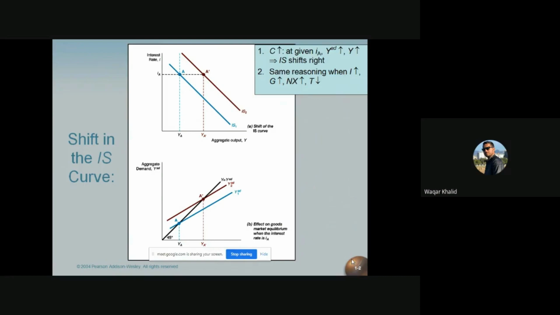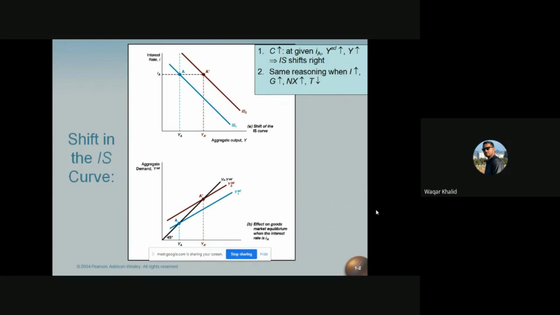If there is a rise in autonomous consumer expenditure, you know that this change will shift the aggregate demand curve upward from its original position and shift the IS curve to the right. It means that if there is a rise in autonomous consumer expenditure, the aggregate demand curve will shift upward, and as a result, it will shift the IS curve to the right position.